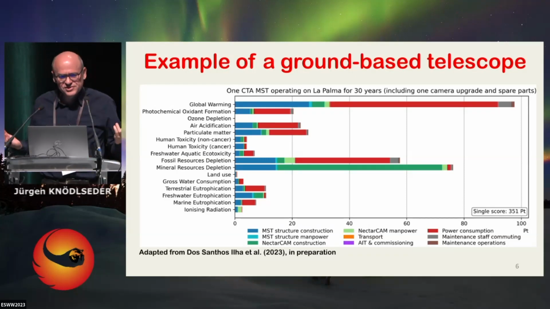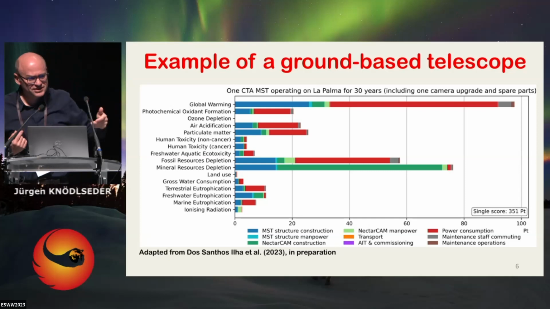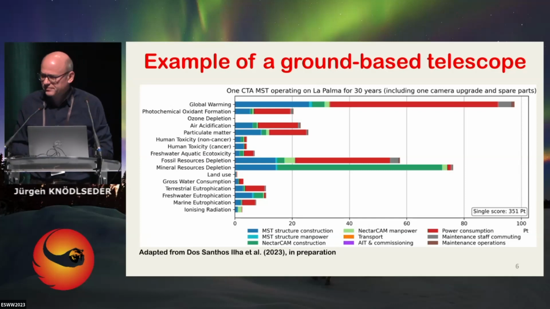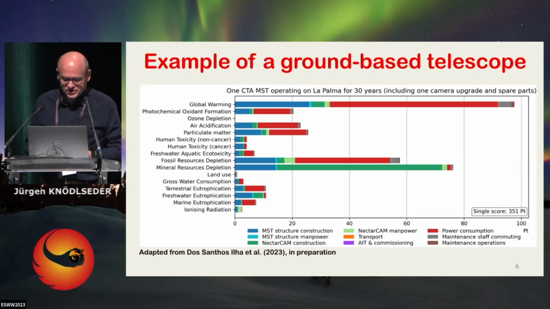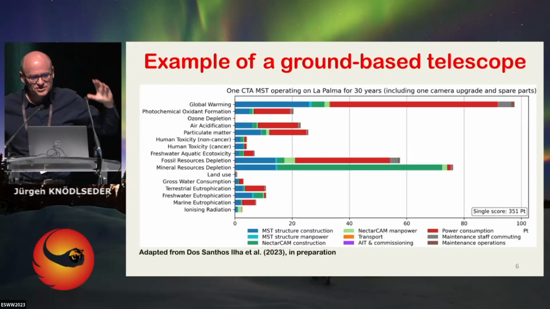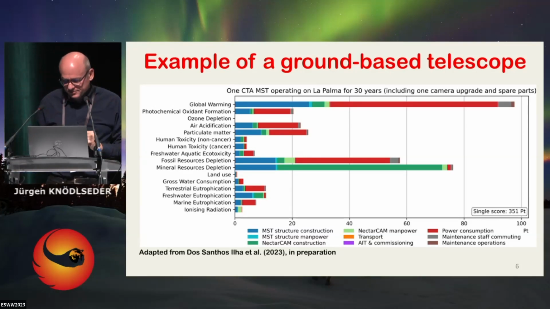When fossil fuel is evident, if you use diesel to generate electricity, you have an important fossil fuel resource depletion, but also mineral resource depletion. And this relates essentially to building the structure and specifically the camera. Now, these are all the electronics that go in the camera. That's why this green bar is so huge.